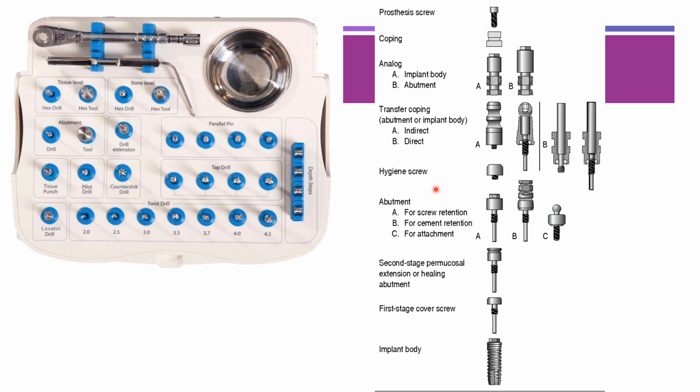The healing screw is there. We have abutments for screw retention, cement retention and for attachment. Then we have the second stage for mucosal extension, or healing abutment, and the first stage cover screw, and the implant body.